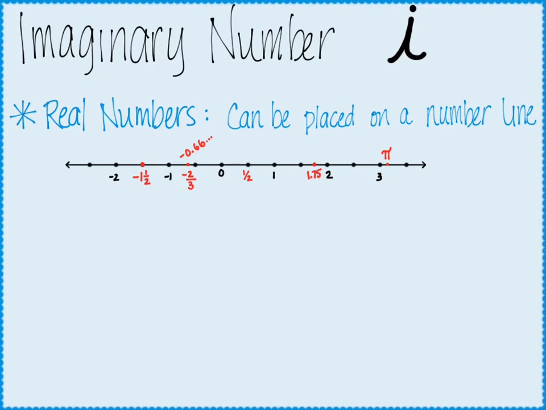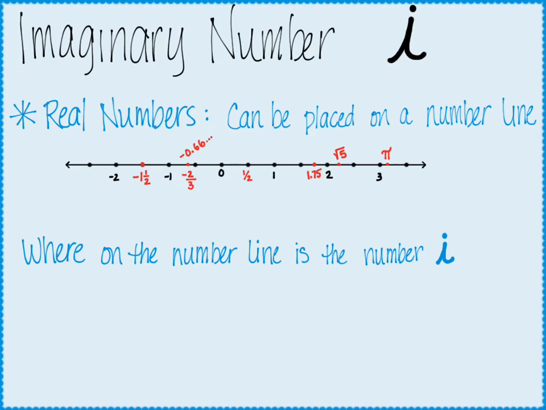But real numbers also include irrational numbers, things like pi. We can evaluate where pi is on the number line, or the square root of 5, or any of our square roots of non-perfect squares, square root of 2, square root of 7. We can find those on the number line by narrowing down what they are between. So these are real numbers, any number that can be placed on a number line. So where on this number line could I place the number i?